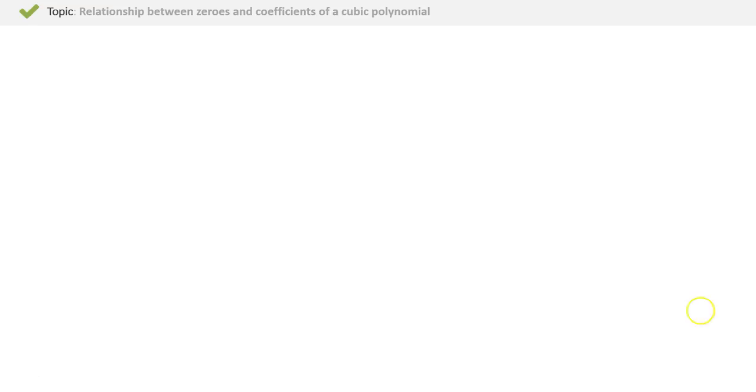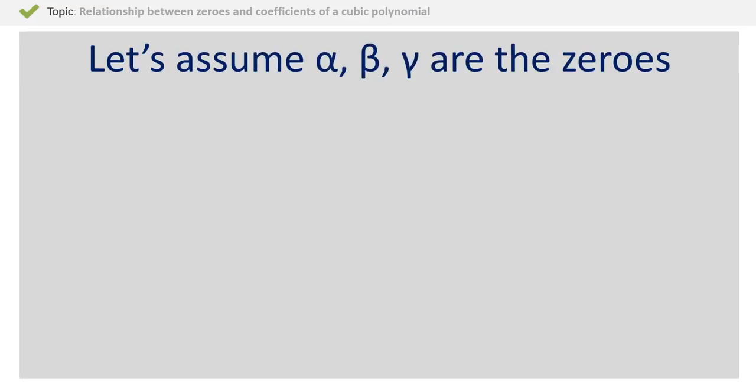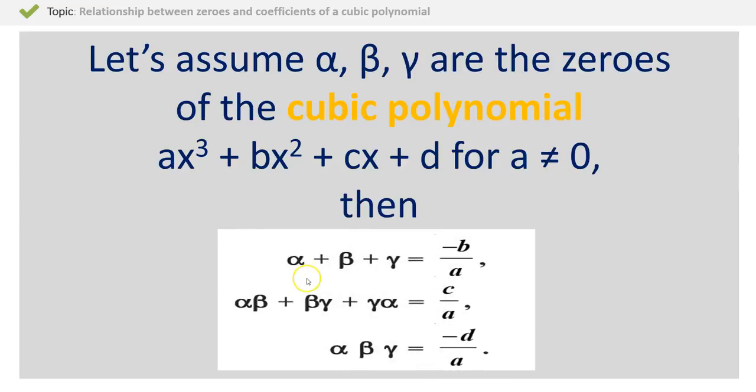Now let's take a look at the relationship of zeros and coefficients for a cubic polynomial. So let's assume alpha, beta and gamma are the zeros of a cubic polynomial, and the polynomial is ax cube plus bx square plus cx plus d, where a is not equal to 0. Then alpha plus beta plus gamma, so the sum of zeros, is equal to minus b by a. And the product of zeros is minus d by a.